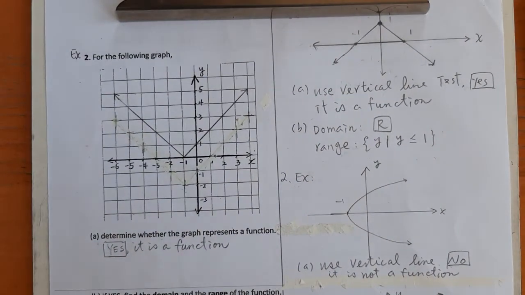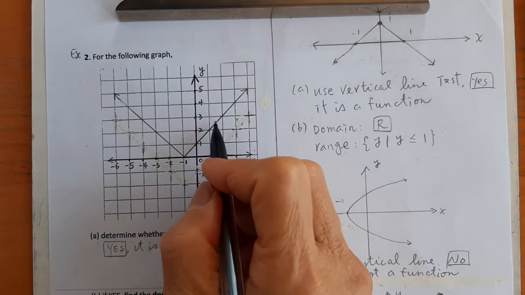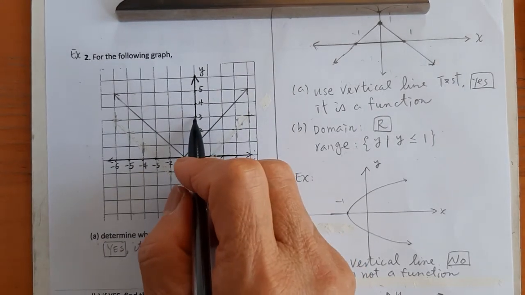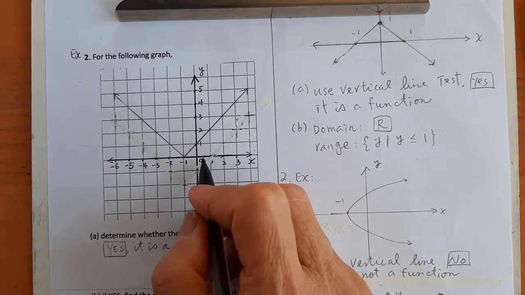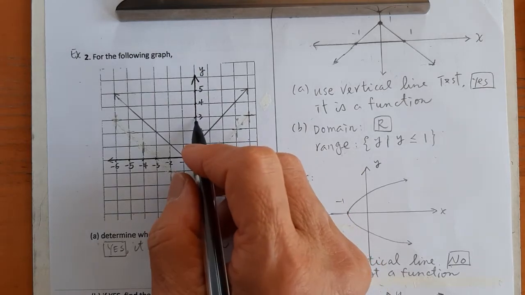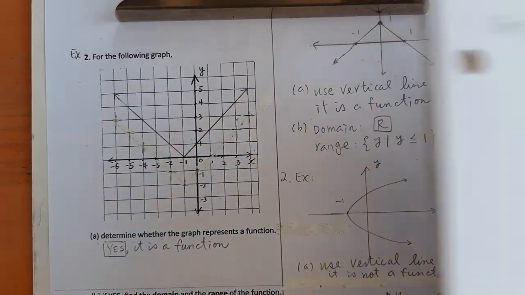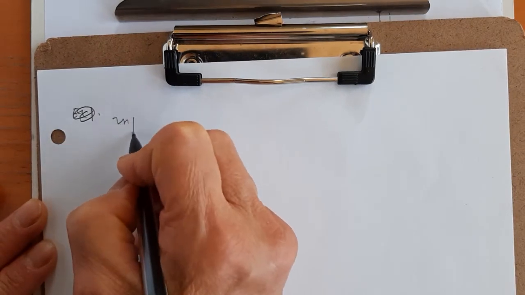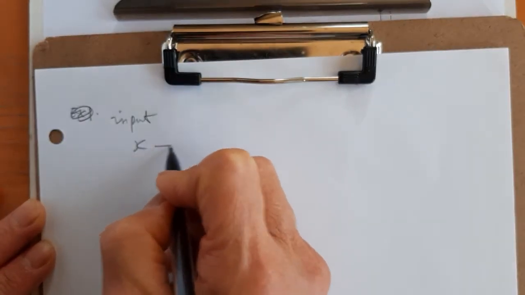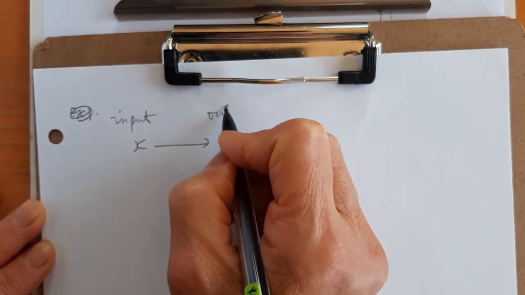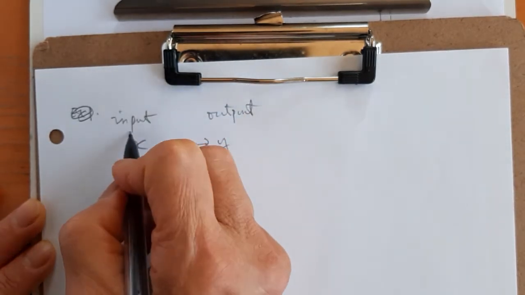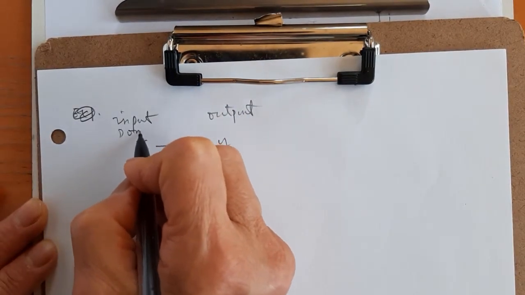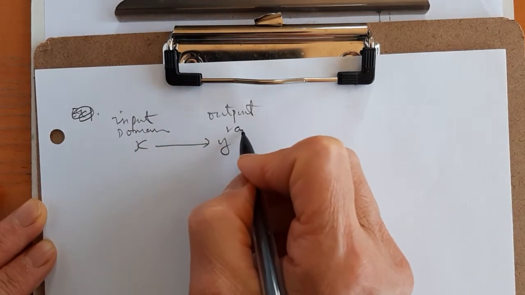In order to determine whether it is a function, what is a function? A function is when every element in the domain has one and only one element in the range as correspondence. For every x, there's only one y, and we call that a function. Like this is the input, x maps to y, this is the output. This side is the domain, and this side is the range.